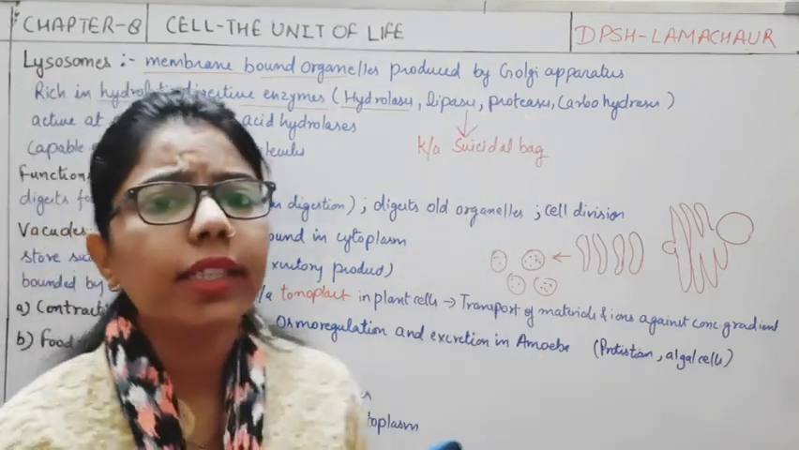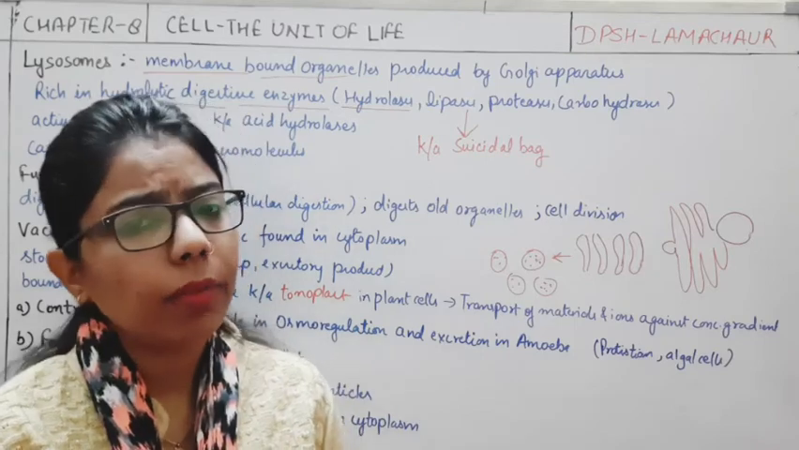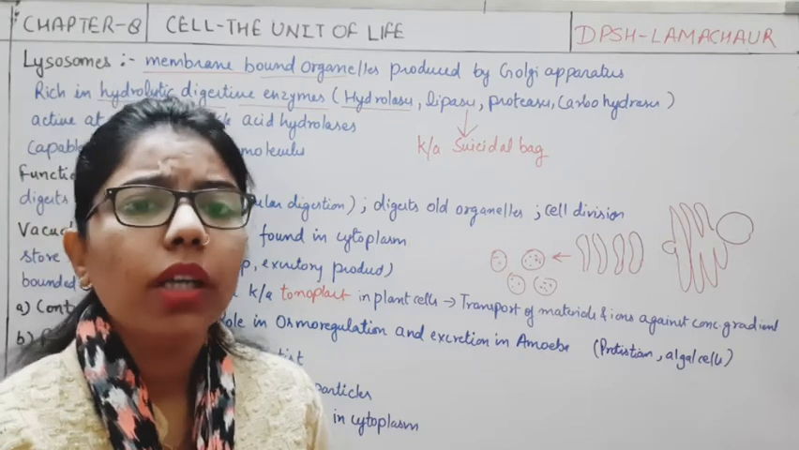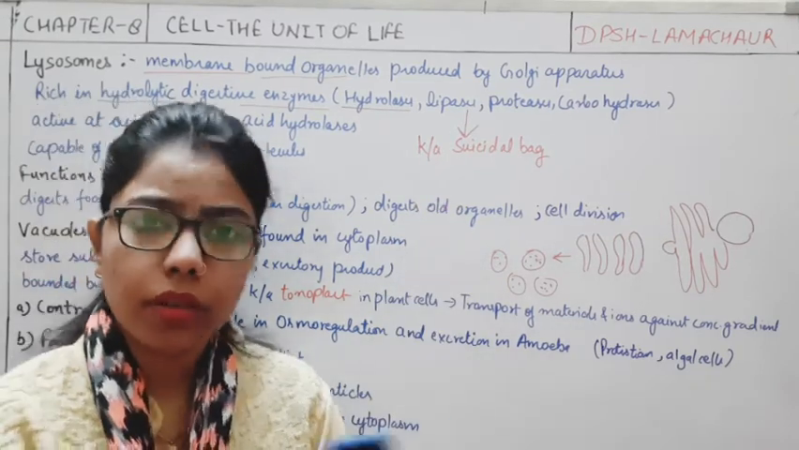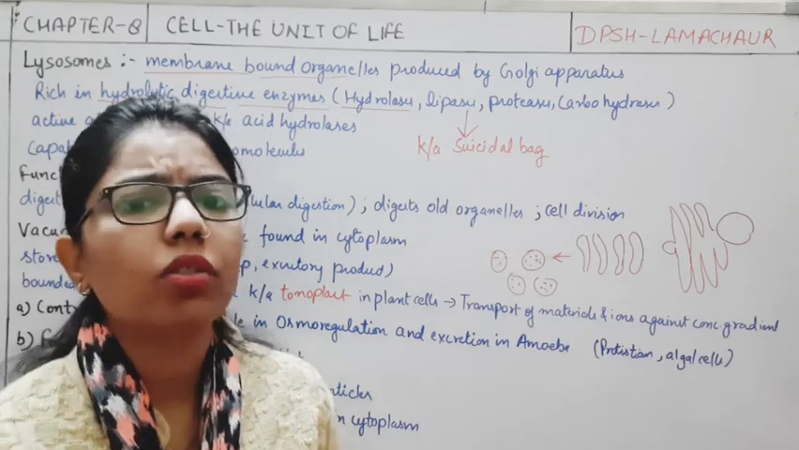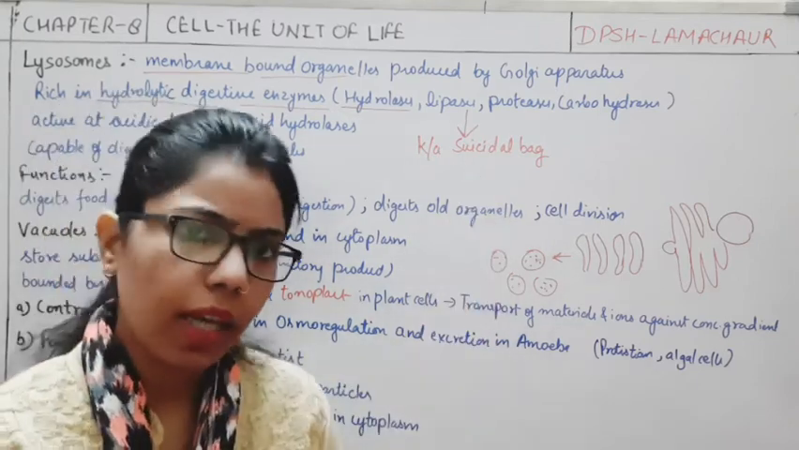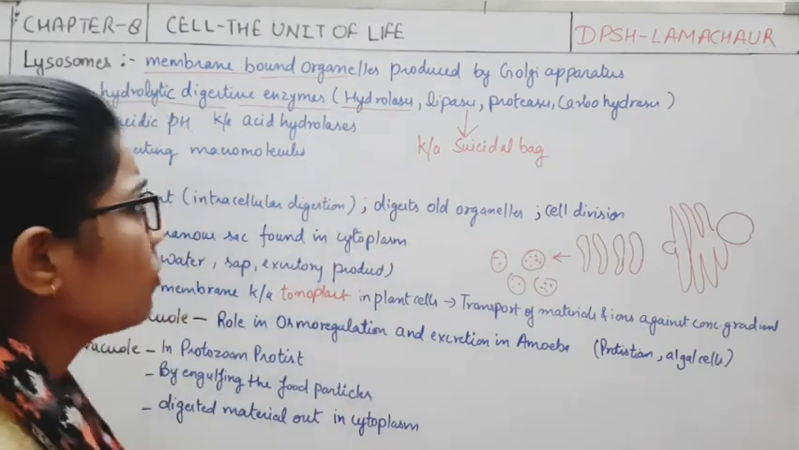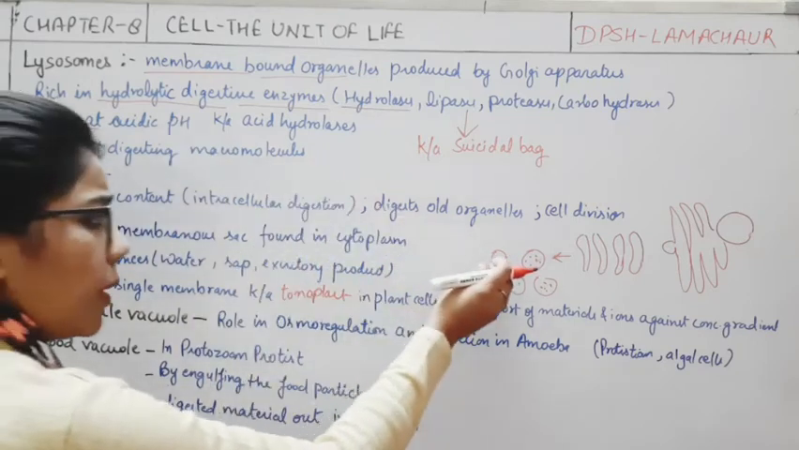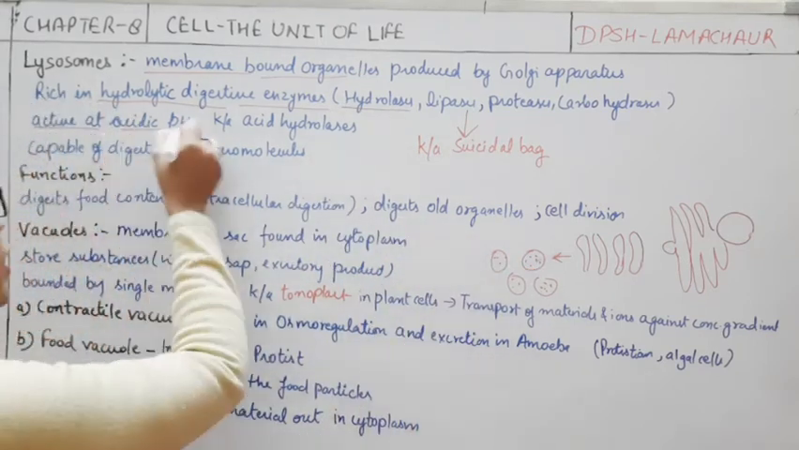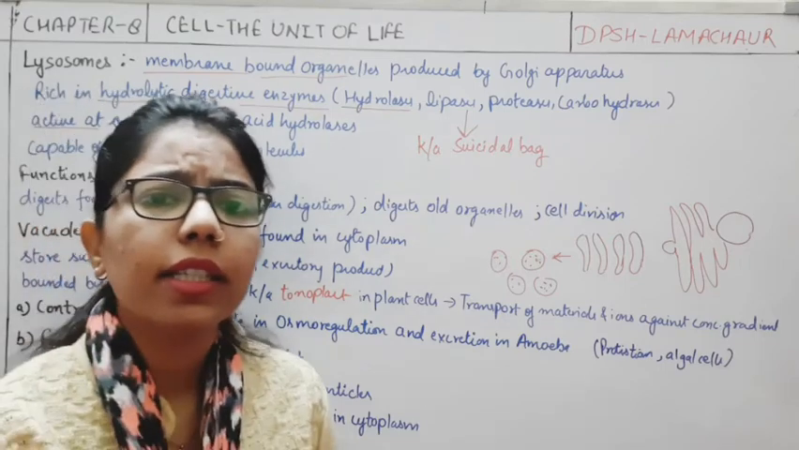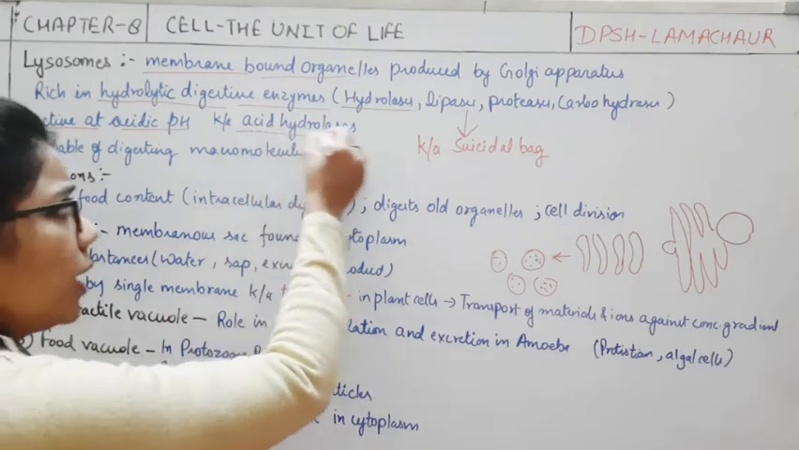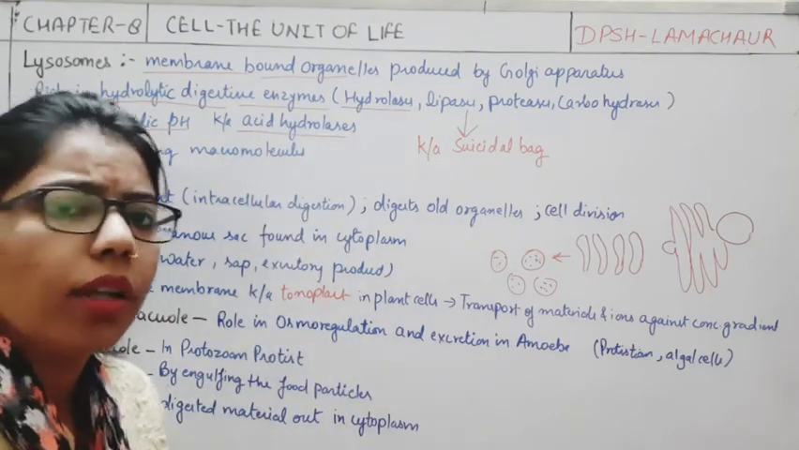If any cell or organelle becomes old, what happens? The lysosome will burst itself and it will destroy the cell. In that also it will be helpful. So we have said that it contains the digesting enzymes. Now what is present inside this lysosome is acidic in nature. It means that the pH will be less than 7. So it has an acidic pH, and that's why it is also known as acid hydrolase.